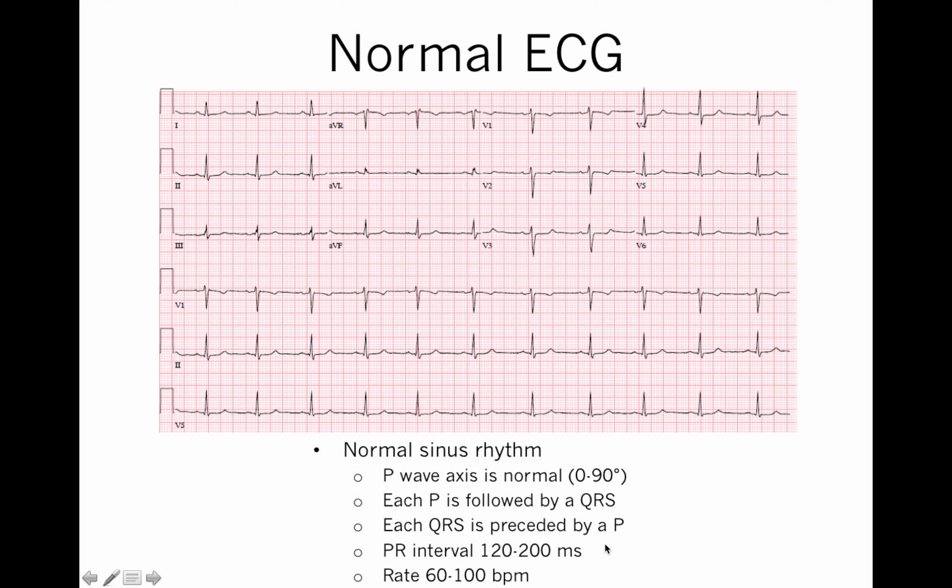Each QRS is preceded by a P wave. So if each P wave is followed by QRS and each QRS is preceded by a P wave, then we know that there is a direct relationship between the atria and the ventricle. The PR interval is usually 120 to 200 milliseconds, and the rate is usually 60 to 100 beats per minute. If you satisfy all these criteria, then you have normal sinus rhythm, which is a normal ECG.